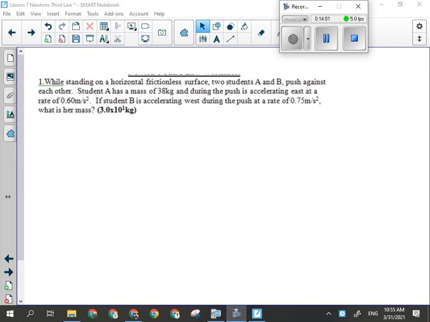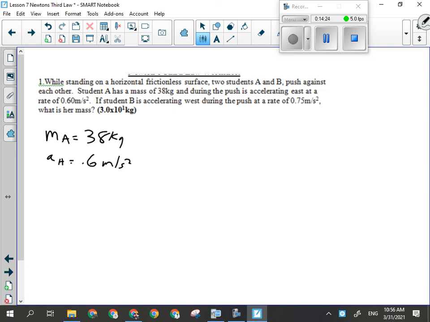So they're just gonna put their hands up, put their hands together and they're just gonna push. So student A has a mass of 38 kilograms and during the push is accelerating east at a rate of 0.6 meters per second squared. So mass of A is 38 kilograms. Acceleration of A is 0.6 meters per second squared east. All right, student B is accelerating west, because obviously they have to go the opposite direction, at a rate of, so acceleration of B is 0.75 meters per second squared west.